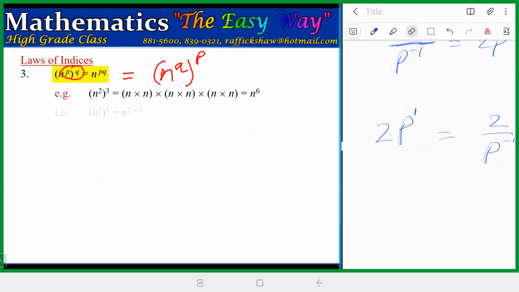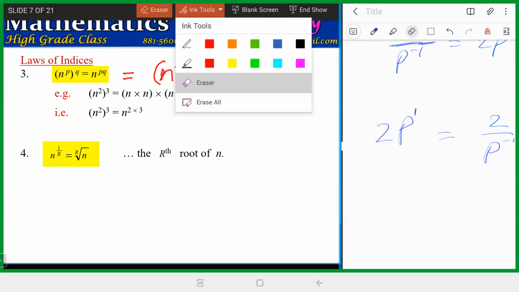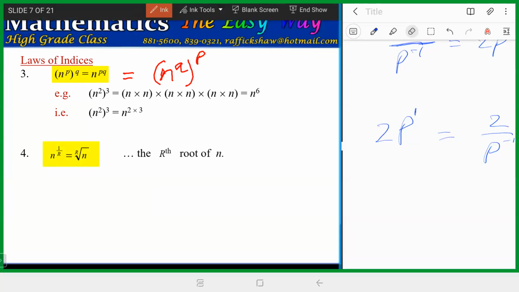This again is like a proof. Not going to care too much about the proof. Let's move on. You have to learn the laws and use them. Then we have when your power is a fraction. So this is one that we have to focus on again. When your power is a fraction, the numerator is your power and the denominator is your root.